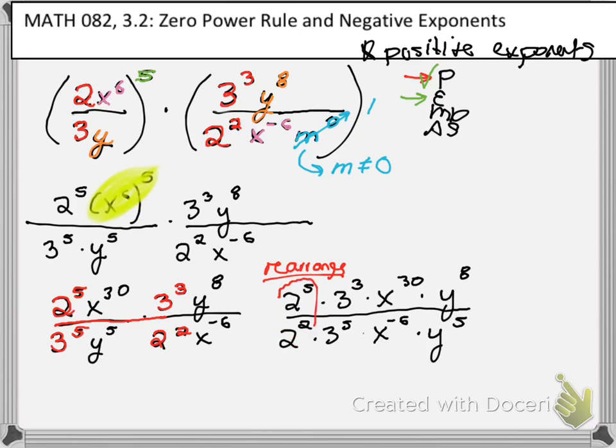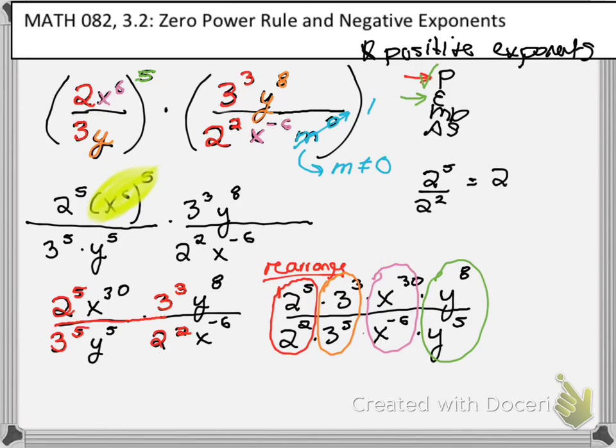Now I can use the quotient rule here, and here, and here. And finally, I can use the quotient rule over here. So I'm going to use the quotient rule 4 different times. Remember, the quotient rule says, for example, if I have 2 to the 5th divided by 2 squared, it tells me to subtract those exponents. So in this case, 5 minus 2 would be 3. So let's work through this and subtract our exponents.